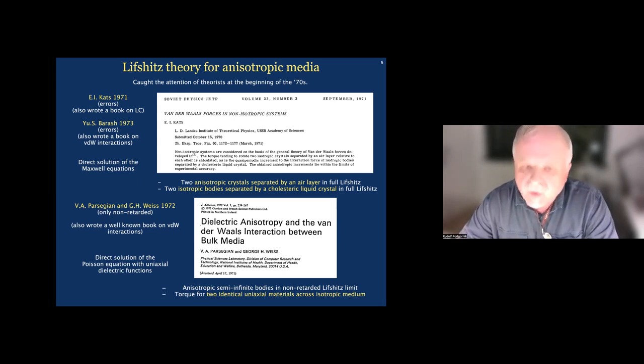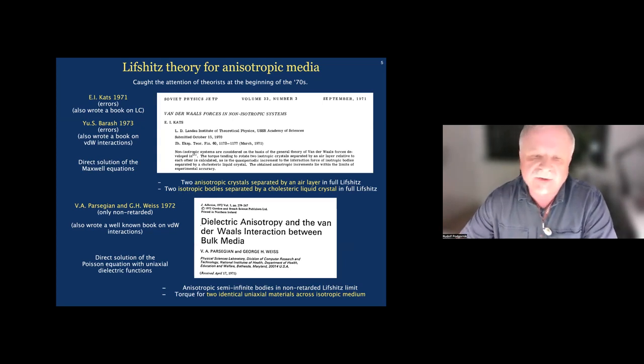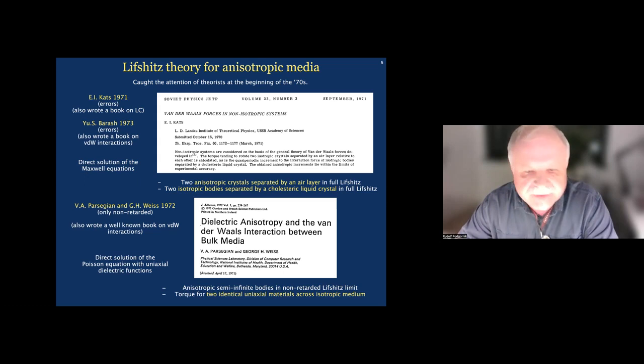So what these two were considering were two anisotropic crystals separated by an air layer, so an isotropic layer. Katz also considered two isotropic bodies separated by a cholesteric liquid crystal. Unfortunately, as I pointed out, the calculations were not entirely correct.